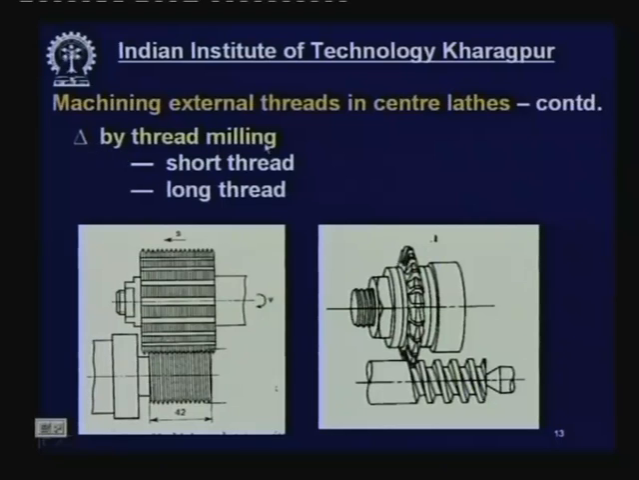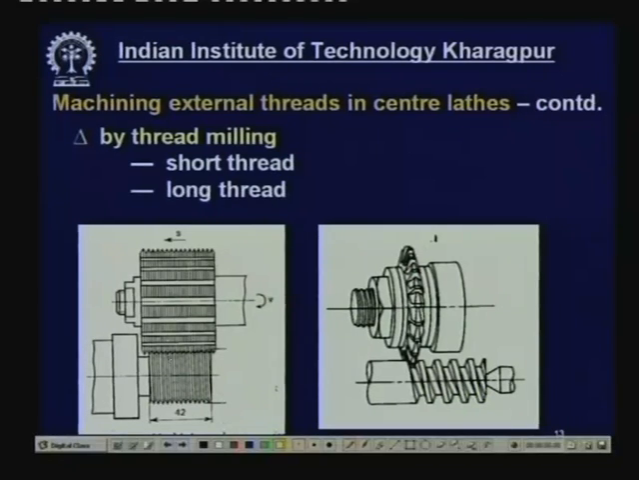Now, by thread milling. You see, in a lathe we are talking about machining external threads in a central lathe, but the operation is milling. Yes, you remember that operations like long thread milling, short thread milling can be done in a lathe by milling attachments. Now, here you can see that this is the product where the thread has to be produced over a short length, and fine threads have to be produced, and this is the cutting tool.